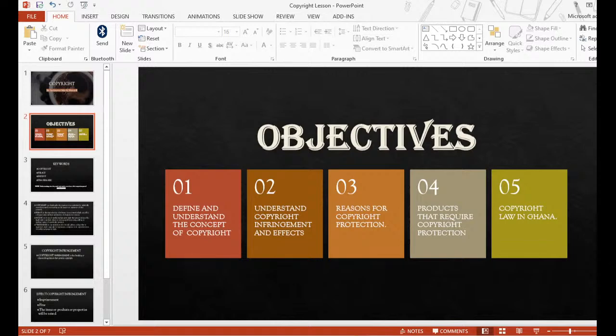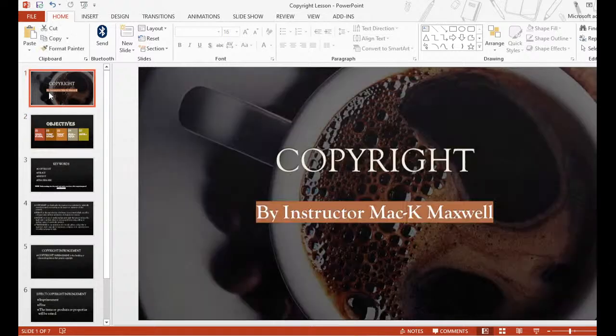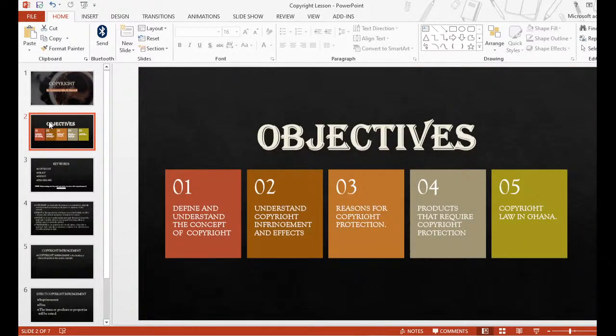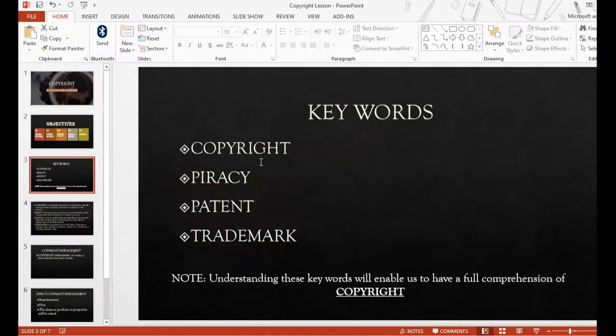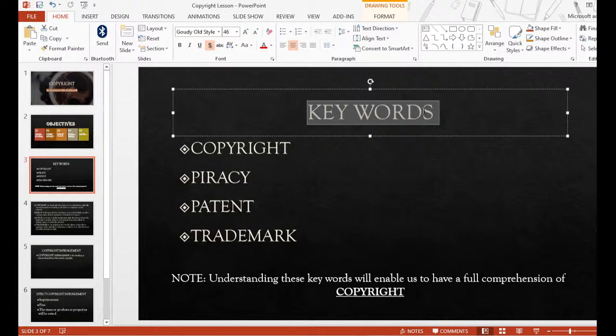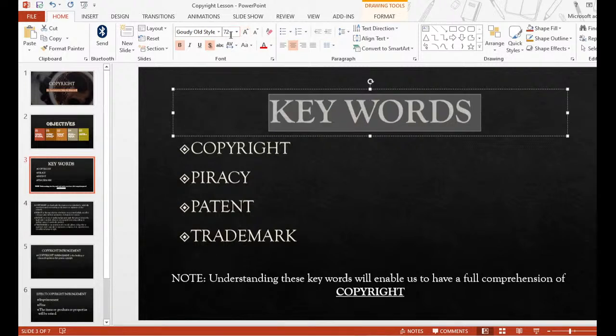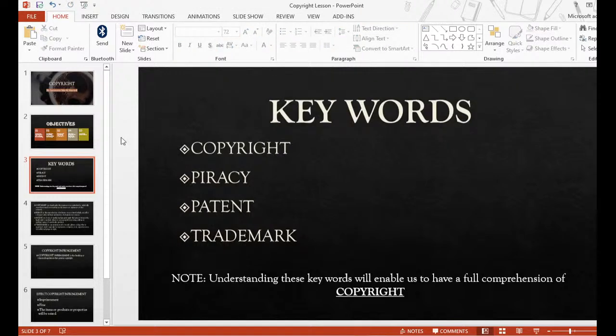Thank you very much once again. Remember, the topic is copyright, and we have 5 objectives to achieve. For you to understand what copyright is, we have to understand some keywords. These keywords are going to help us to further understand what copyright is.